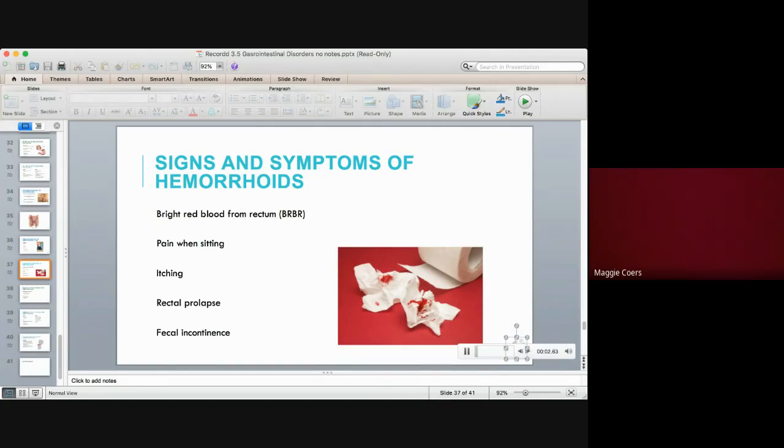Signs and symptoms of hemorrhoids. Bright red blood from the rectum is a sign of a new hemorrhoid, especially if the patient sees it when wiping after a bowel movement. Also pain when they sit on their bottom. Itching and rectal prolapse are later signs and symptoms of hemorrhoids. The distal part of the rectum can push out through the anal opening. That's a rectal prolapse, and it's very hard to put back into place. And then fecal incontinence, because the sphincter never really closes because of those enlarged hemorrhoids.